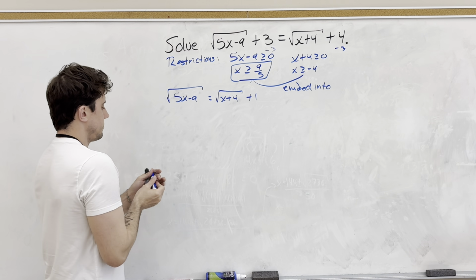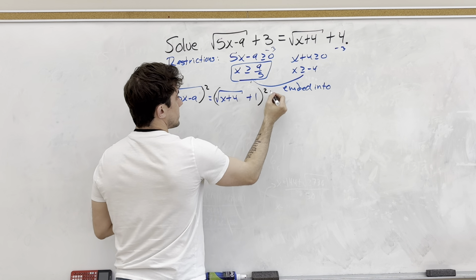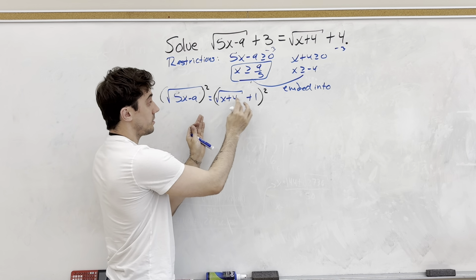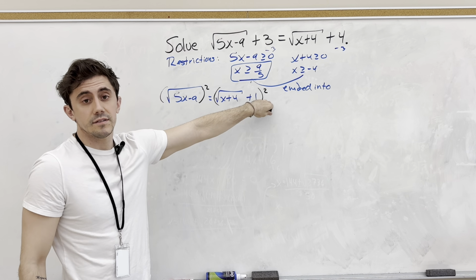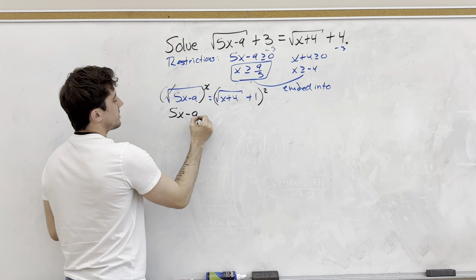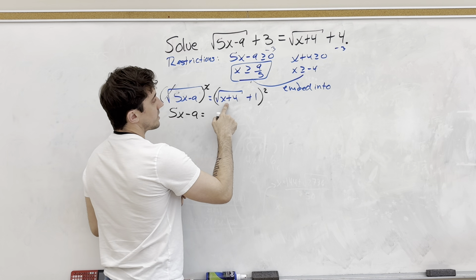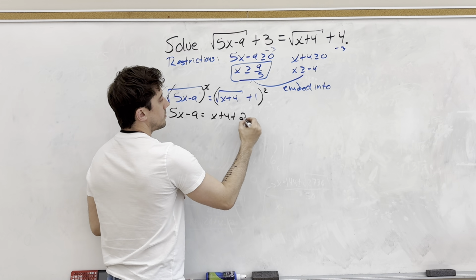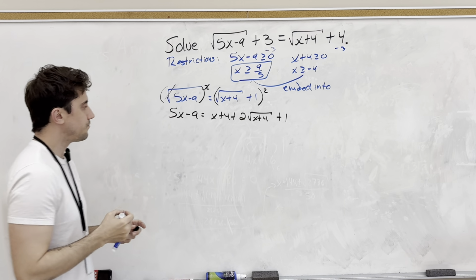Now we can square both sides, and so we square the left and we square all of the right side. Again, when we square both sides, we square everything on both sides inside of brackets, not each term individually. The entire thing inside a bracket is squared. Now, this square root cancels out, and so we get 5x minus 9 is equal to, now we have to expand this out as a binomial squared, so we get root x plus 4 squared is x plus 4, plus 2 root x plus 4, and finally plus 1, because 1 squared is 1.